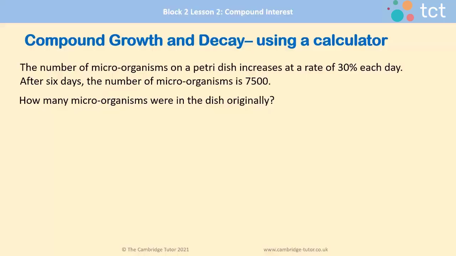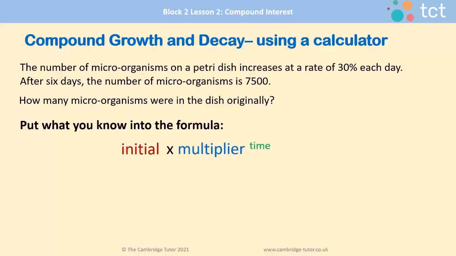This time you have to change the order that you do the calculation. The number of microorganisms on a Petri dish increases at a rate of 30% each day. After 6 days, the number of microorganisms is 7,500. How many microorganisms were in the dish originally? So if we look at the formula here, what information do we have? Well, we have the multiplier, so we're multiplying something by 1.3, because remember, the number of organisms is growing by 30%. We also have that it's for 6 days, so we know that that is to the power of 6.